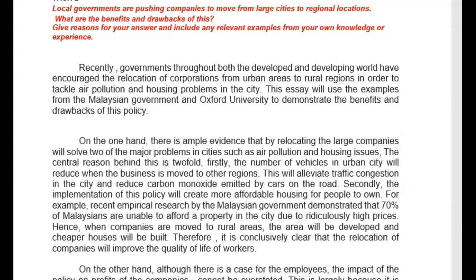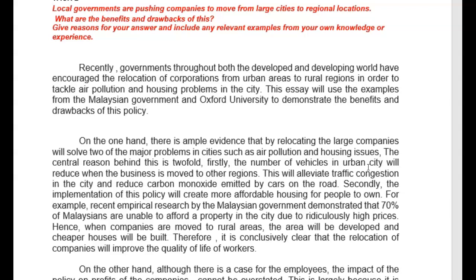Firstly, the number of vehicles in urban cities will reduce. Well, not the number will reduce. It's a little awkward. The number will drop. The number will decline, maybe. Not decline, drop. When the business is moved to other regions, this will alleviate traffic congestion in the city and reduce carbon monoxide emitted by cars on the road. Secondly, the implementation of this policy will create more affordable housing for people to own.